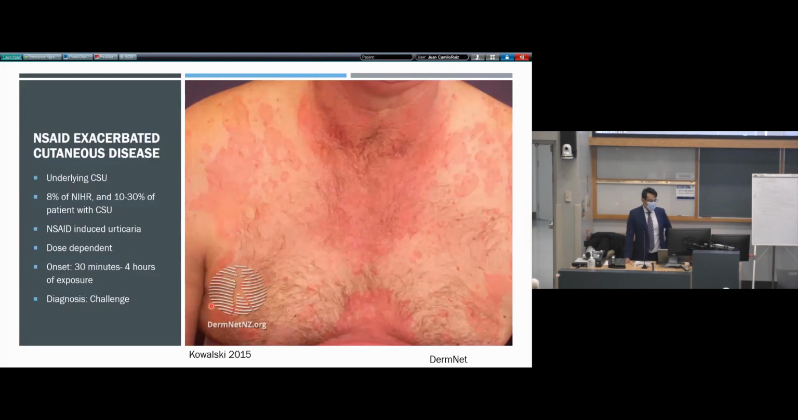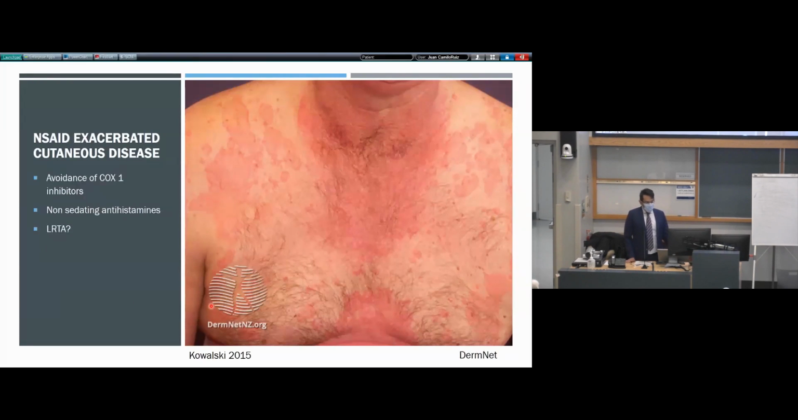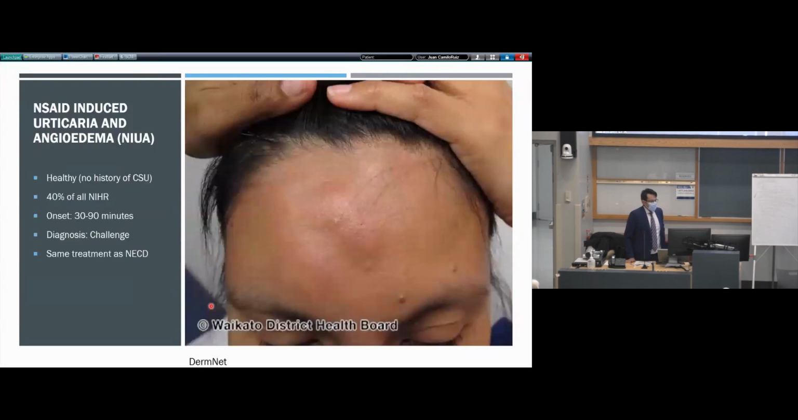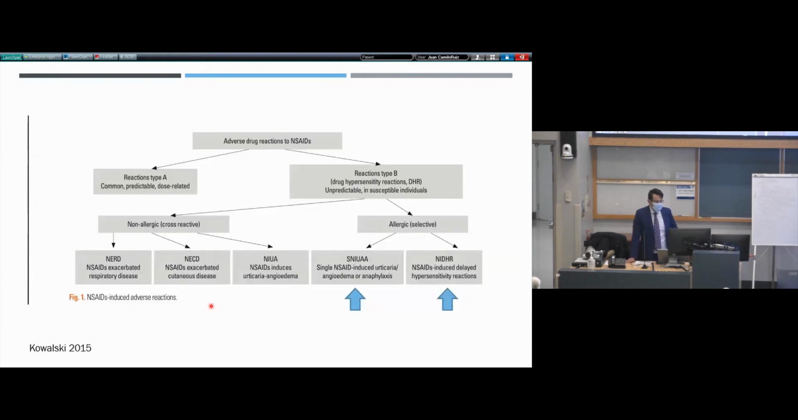Usually it could happen between 30 minutes and 4 hours of exposure. And you could diagnose it with a challenge, typically treated with antihistamines and sometimes leukotriene receptor antagonists. And in these cases, we avoid COX-1 inhibitors. The other COX-1 mediated reaction is called NSAID-induced urticaria and angioedema. This is similar to the previous, but these are patients who do not have a background of hives, but they'll have a reaction when they take the NSAID. It accounts for about 40% of all non-immune reactions to NSAIDs, and we usually treat with antihistamines. It's very similar to the previous one.